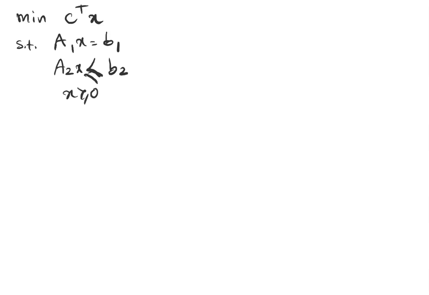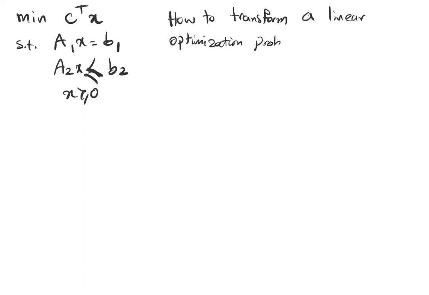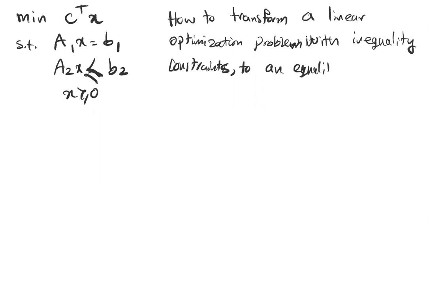Before doing that, let's see what will happen if we have inequality linear constraints. Subject to A1 x is equal to b1, where A1 is a matrix and b1 is a vector, A2 x is less than or equal to b2, and x is positive. So the question is how to transform a linear optimization problem with inequality constraints to an equality constraint problem.